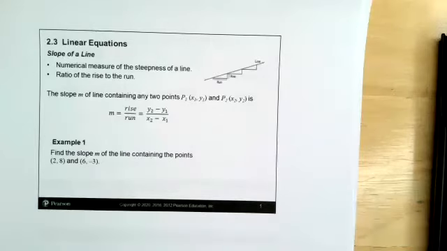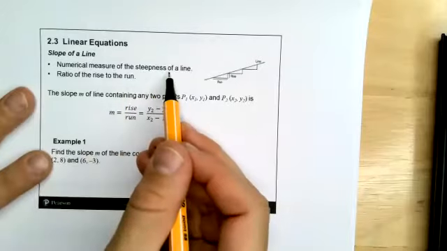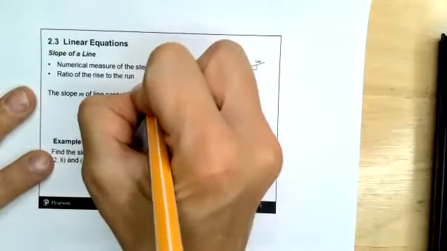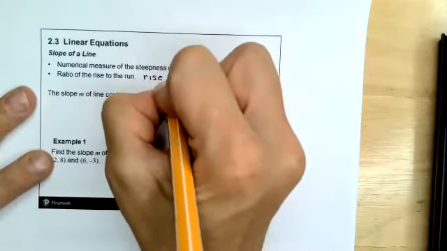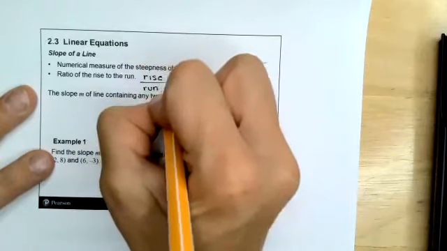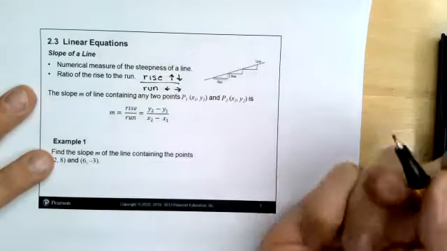2.3 is the slope of a line and other features of linear equations. Slope is a numerical measure of the steepness of a line. It is the ratio of the rise to the run, left and right.